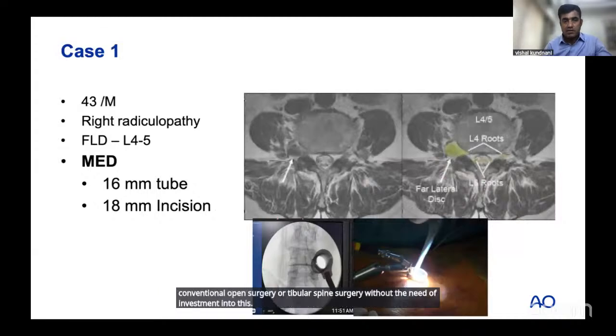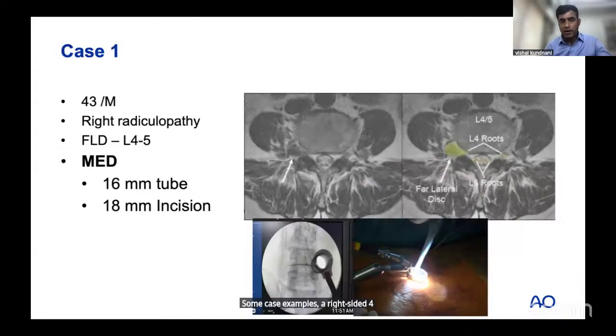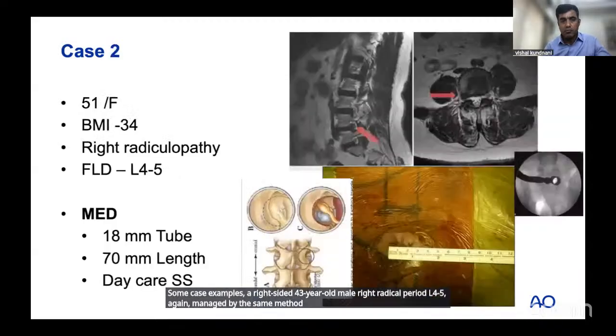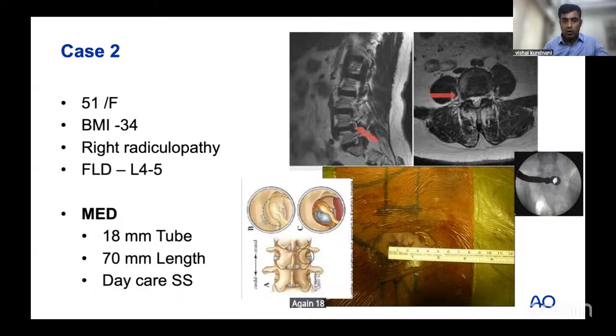Some case examples: a right-sided 43-year-old male with right radiculopathy at L4-5, again managed by the same method using a 16 millimeter tube. Another case scenario in a 51-year-old female, a very, very obese patient. As you can see, the depth with the fat posteriorly. Again, an 18 millimeter tube, a longer version, and the patient was discharged the very same day.